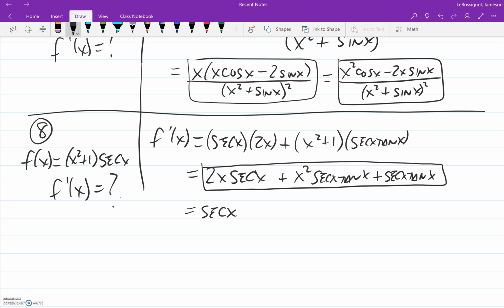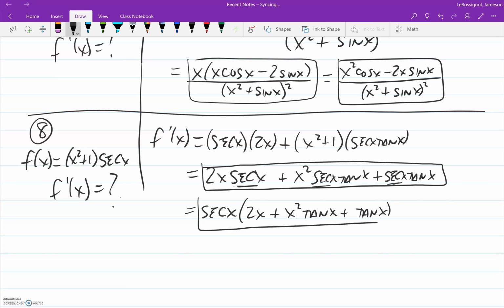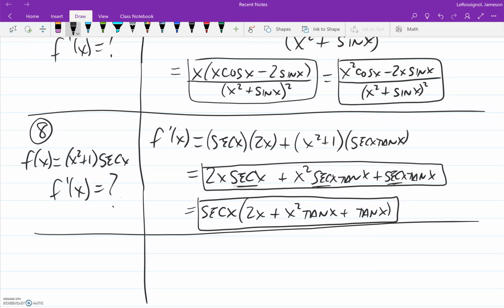Thank you. There's a secant x in this pile, and this pile. So we're going to go ahead and factor that out, and that'll leave a 2x plus x squared tangent of x plus tangent of x. Another great form of our answer. We can just leave it like that. That's looking pretty good. All right, I think that's it for number 8. Good enough. Next up, number 10.